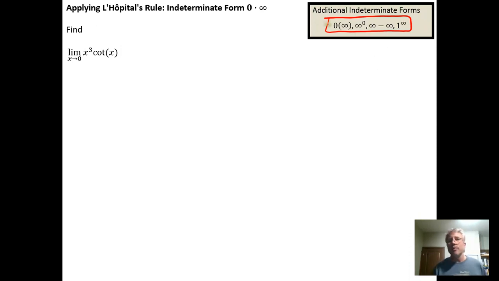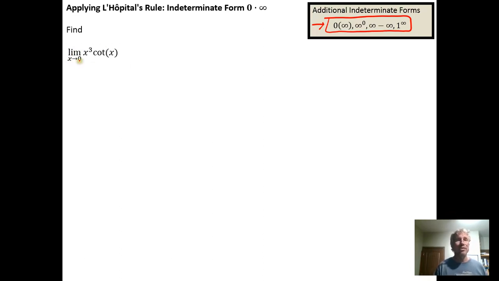So sometimes when we get an indeterminate form that looks like this, to which L'Hopital's rule can't be applied because L'Hopital's rule requires the indeterminate form to be a ratio, we may be able to manipulate the function that has this form into a form to which we can apply L'Hopital's rule. So let's look at this one right here.